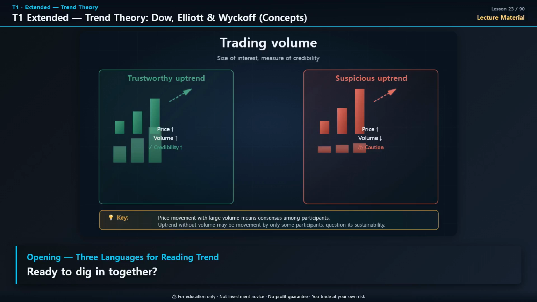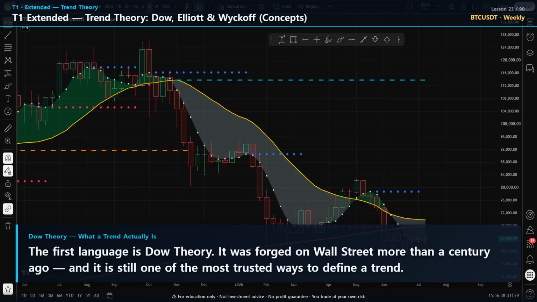Ready to dig in together? The first language is Dow theory. It was forged on Wall Street more than a century ago, and it is still one of the most trusted ways to define a trend.